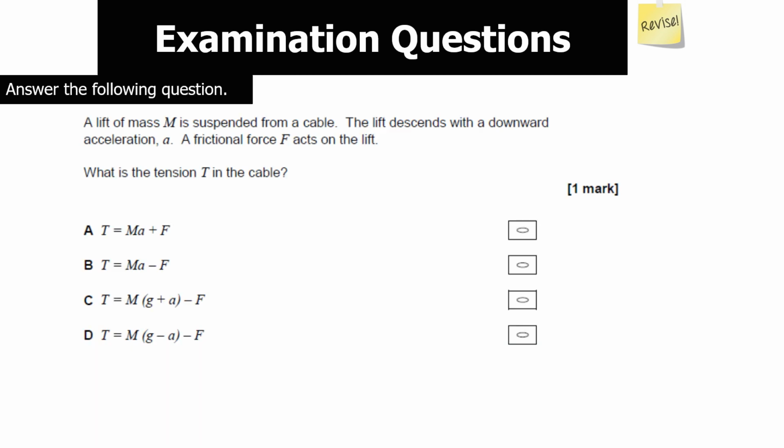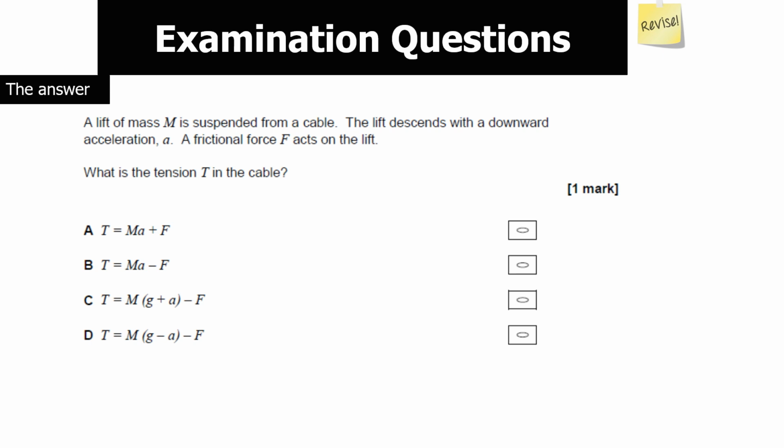The next question says, a lift of mass m is suspended from a cable. The lift descends with a downwards acceleration a. A frictional force F acts on the lift. What is the tension T in the cable? So pause the video now, then unpause the video when you want to go through your answer.